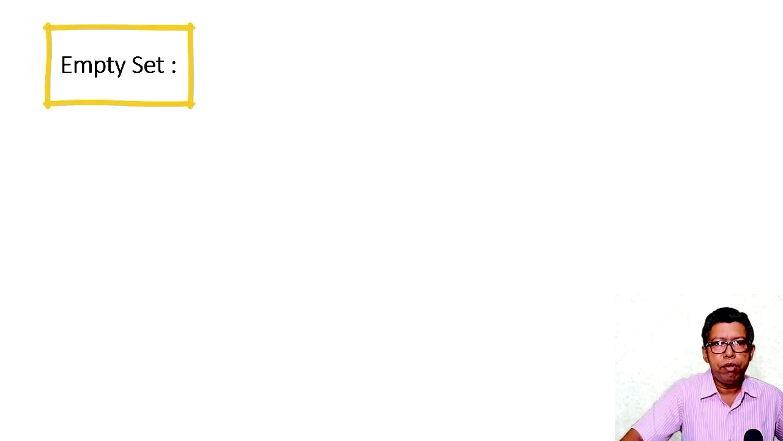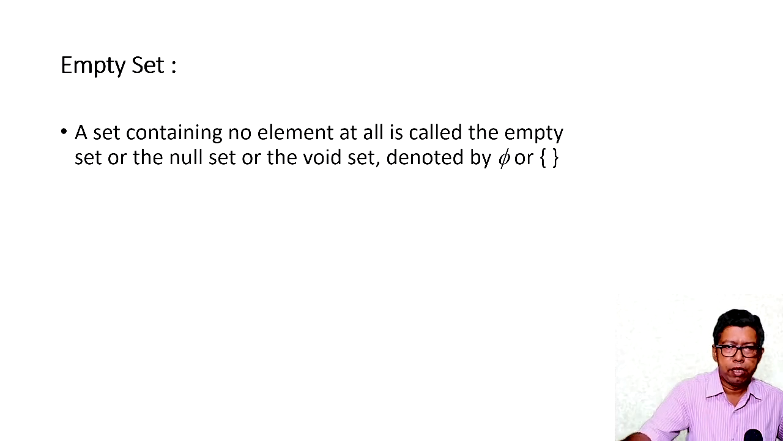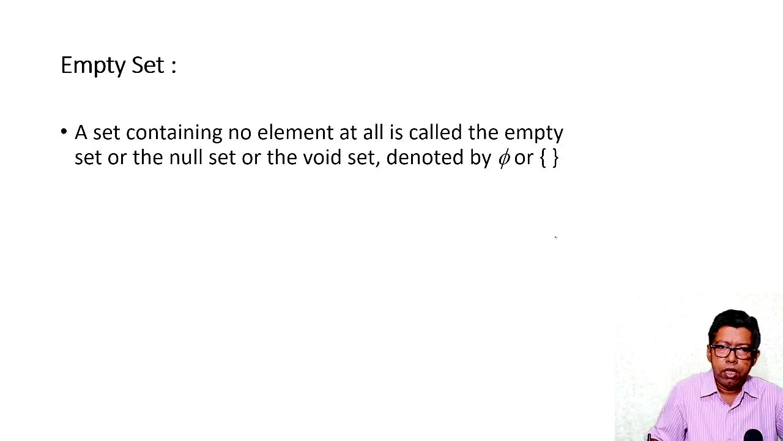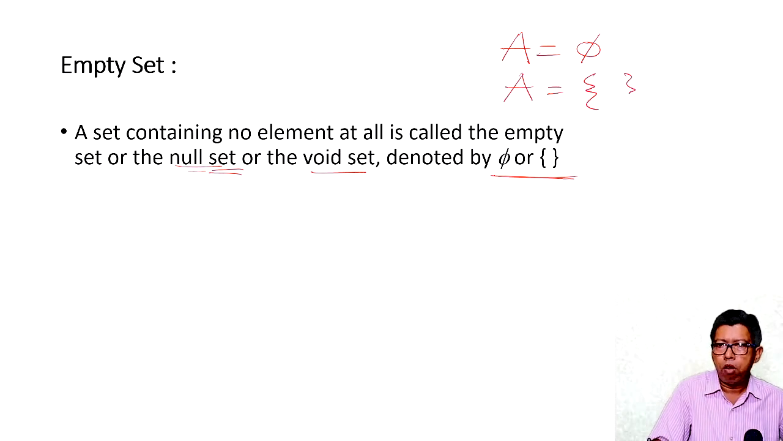What is an empty set? The definition says: a set containing no element at all is called the empty set, or the null set, or the void set. Sometimes it is denoted by phi, or sometimes only the second bracket. As you know, in second bracket, if you do not put any value, then it will be an empty set. Sometimes we write it in this way, say the set A is equal to phi. That means we understand the set is empty. Sometimes we can write the set A as only the second bracket, which is containing no element.